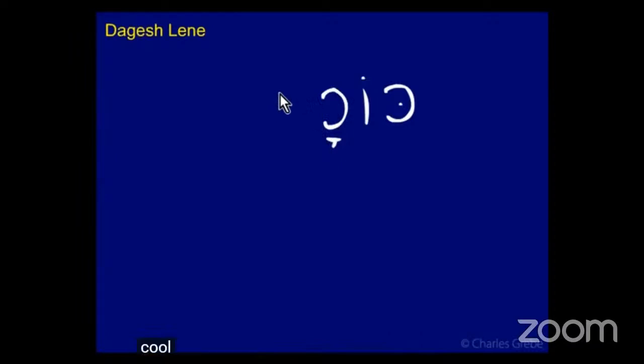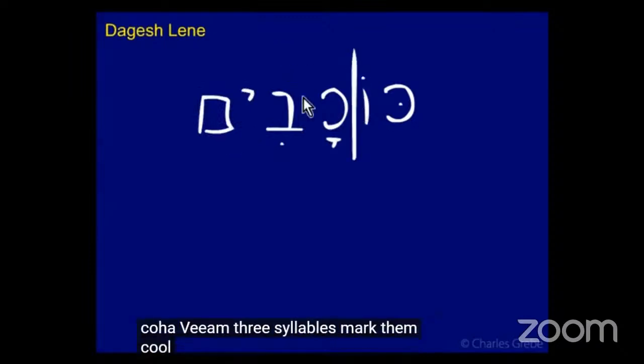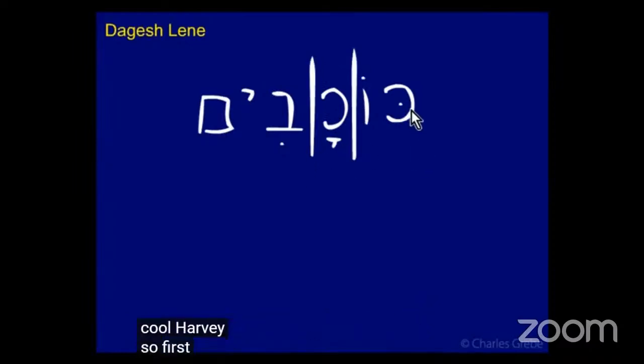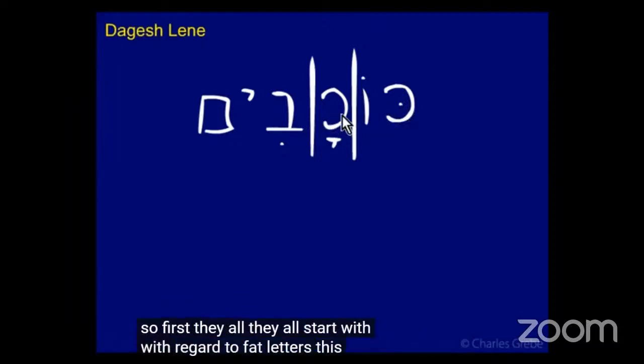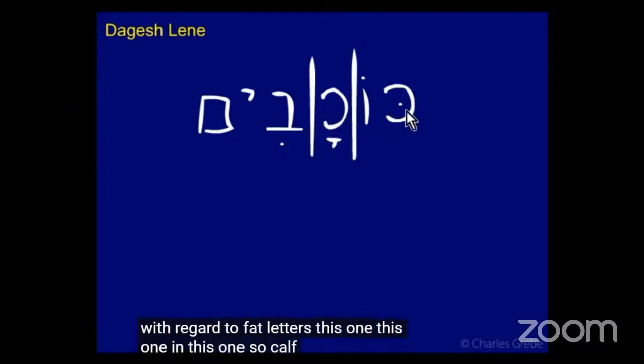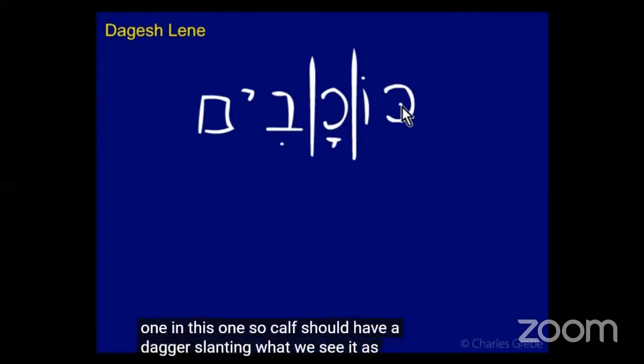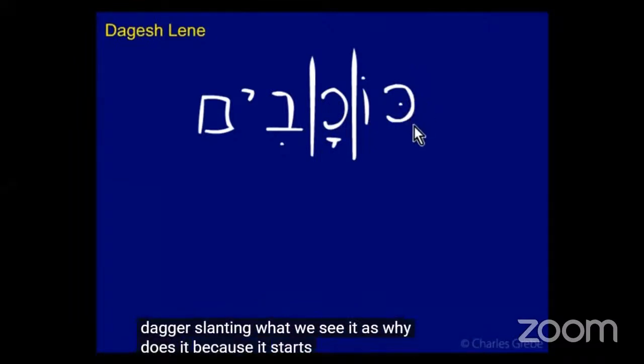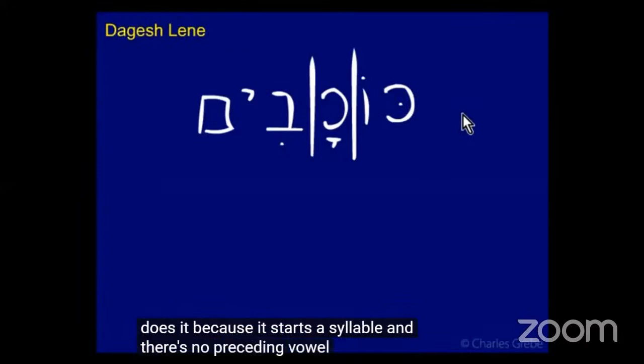Ko, cha, kochavim. Three syllables. We'll mark them. Kochavim. So, first, they all start with begad kafat letters: this one, this one, and this one. So kaf, should it have a dagesh lene? Well, we see it does. Why does it? Because it starts a syllable and there's no preceding vowel.